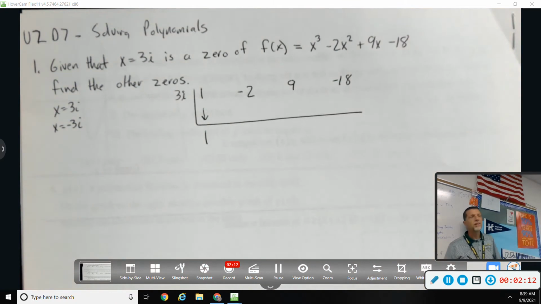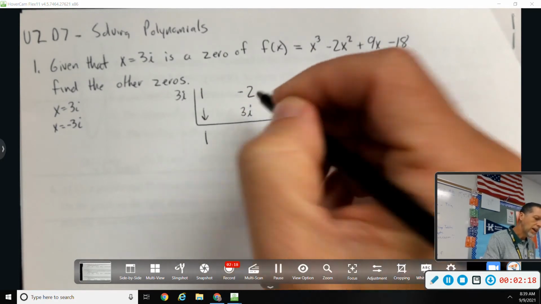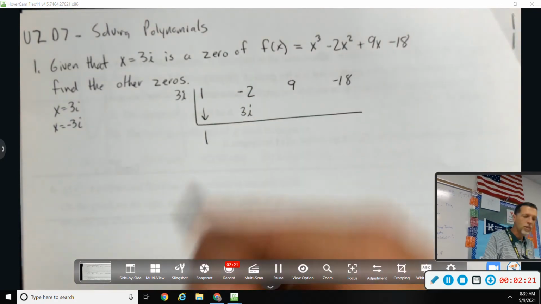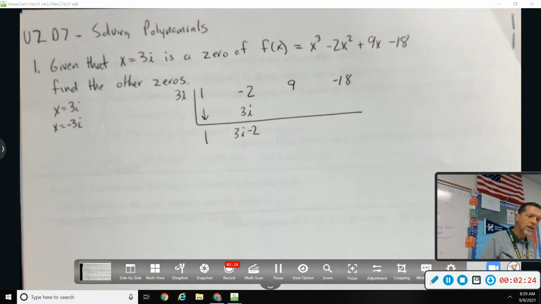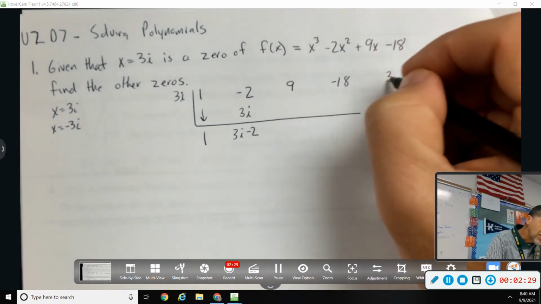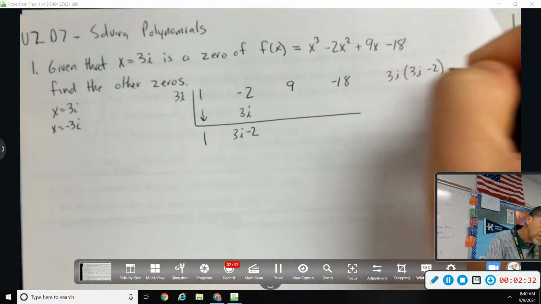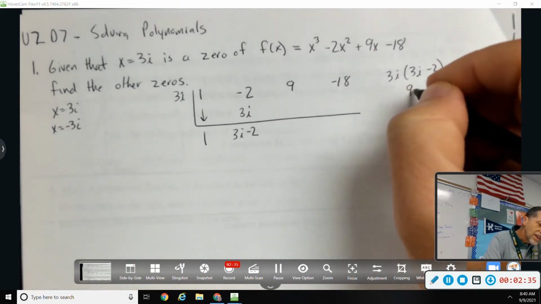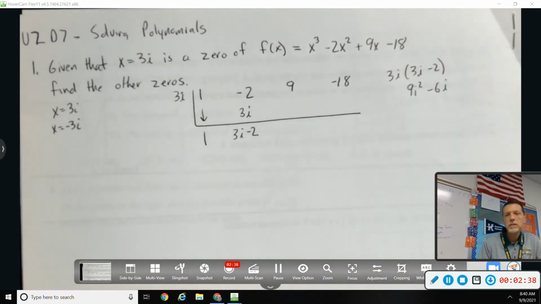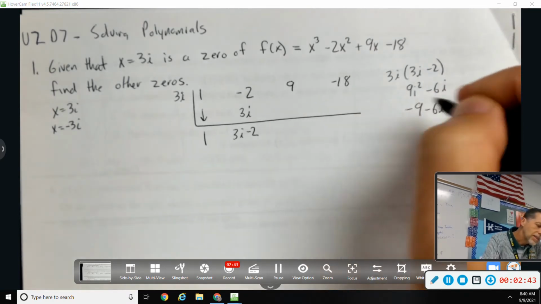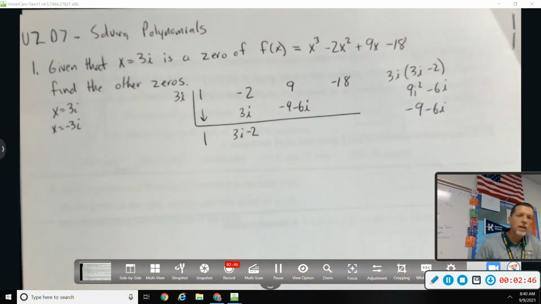So copy down the 1, multiply, you get 3i. 3i minus 2. Now we need to be real careful. Maybe come out to the side, negative 6, so we don't mess this up. Minus 9i squared minus 6i. But what's 9i squared? Negative 9. Negative 9 minus 6i. Oh, the 9's cancel, and we're left with just negative 6i. That's good news.